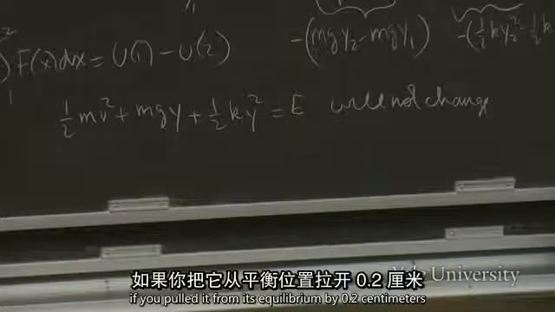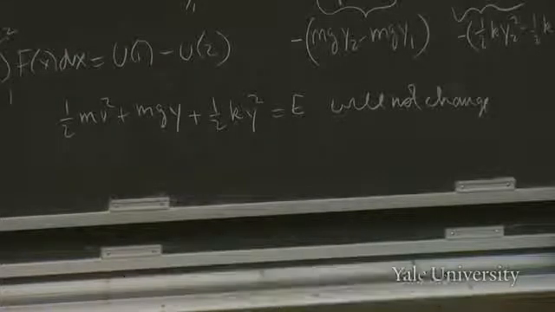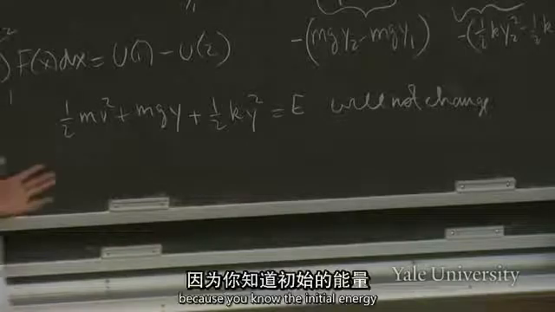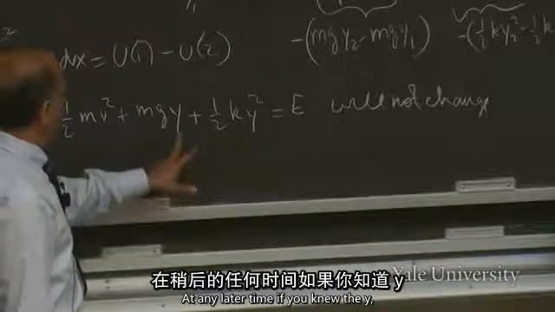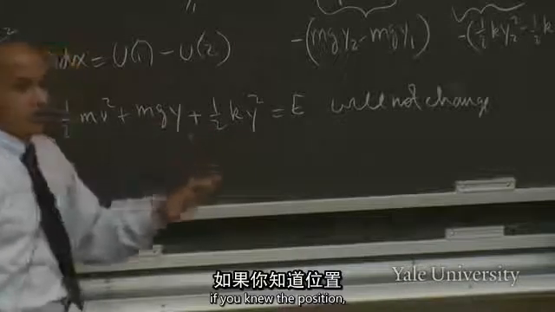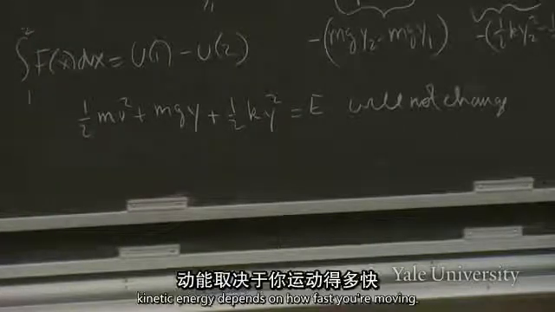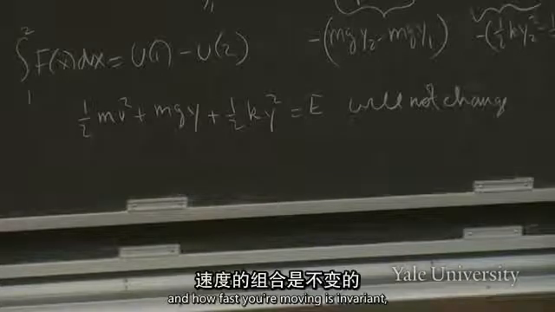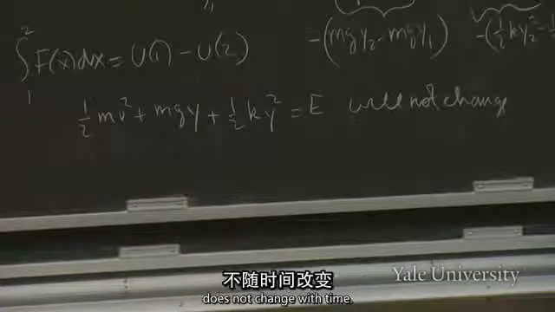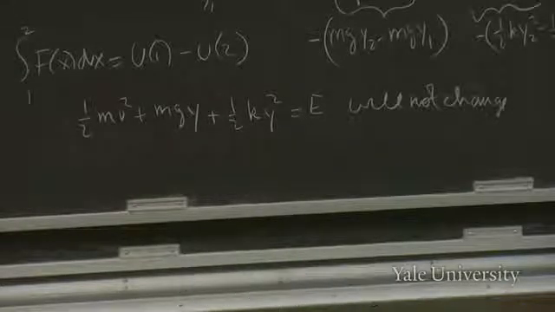For example, if you pulled it from its equilibrium by 0.2 centimeters and you released it, and you say, what's the speed when it's 0.1 centimeters away? It's very easy, because you know the initial energy was all spring energy and gravitational energy. At any later time, if you knew the y, if you knew the position, you know the potential energy. That's the whole point. Potential energy depends on where you are. Kinetic energy depends on how fast you're moving. And some combination of where you are and how fast you're moving is invariant, does not change with time. So if you tell me where you are, I will tell you how fast you're moving.